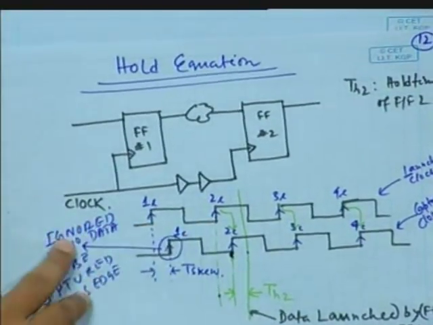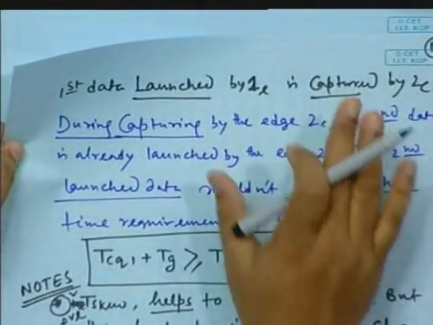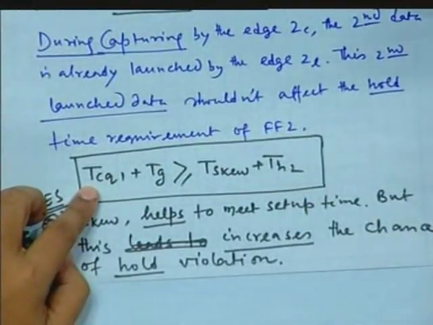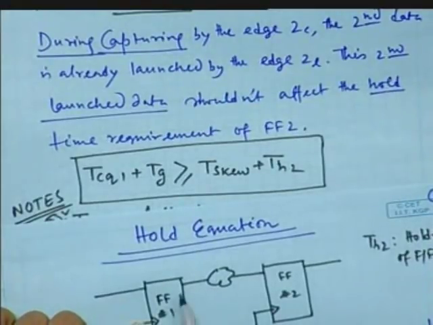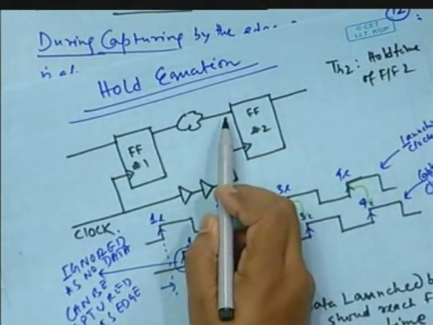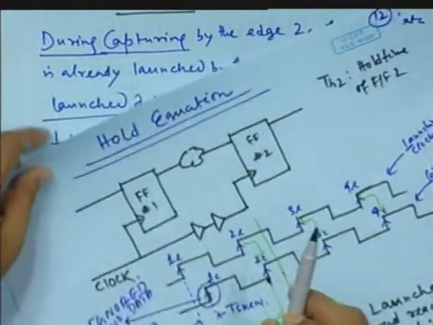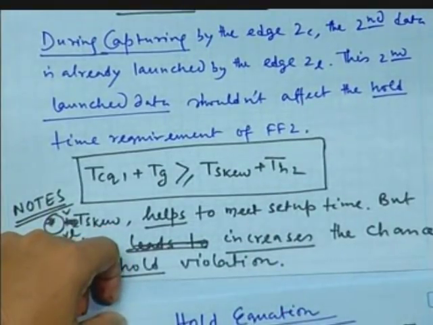So what should your equation be? Now you can always make your own equation. Keep this figure in mind; I just elaborated it here so that you can see it when you are offline. So TCQ1 plus TG, it has launched, right? TCQ1 plus TG should be greater than or equal to TSQ plus TH2, correct?